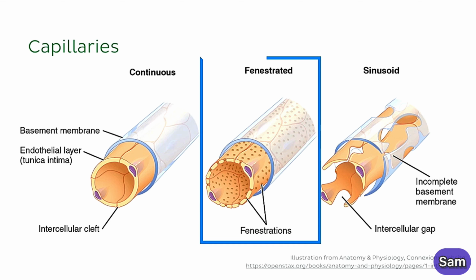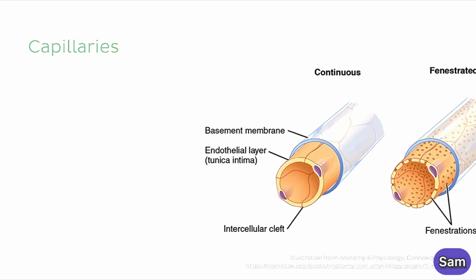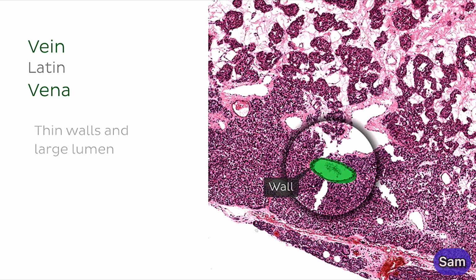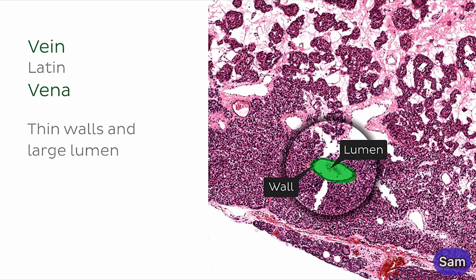So if we have arteries and capillaries, we must have veins as well, right? Highlighted now is a vein within the parathyroid gland. On histological images, veins can often be identified by their thin walls and relatively large lumens. Remember, veins carry deoxygenated blood from various tissues back to the heart.